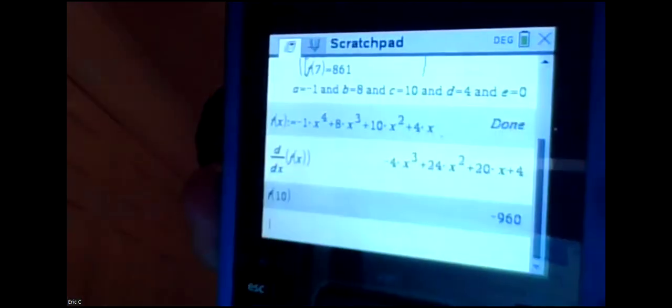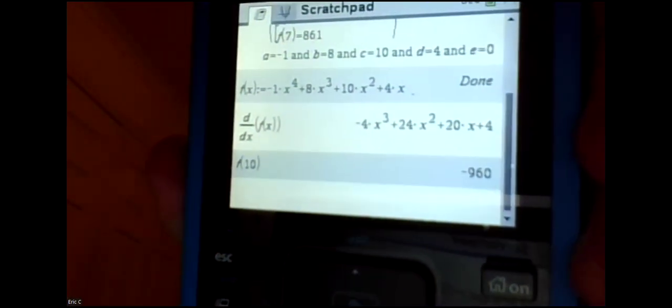And then part C is to find the value of the function when x equals 10. That's pretty easy. All you have to do is go f of 10. So you put f of 10 in there, like so, and then just press enter. And that's your answer for part C. So just -960.